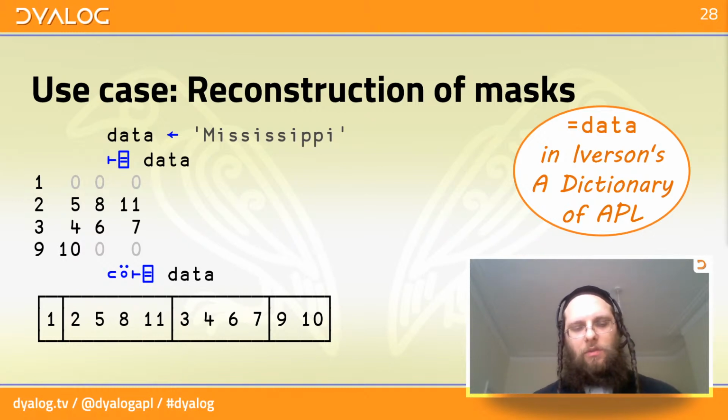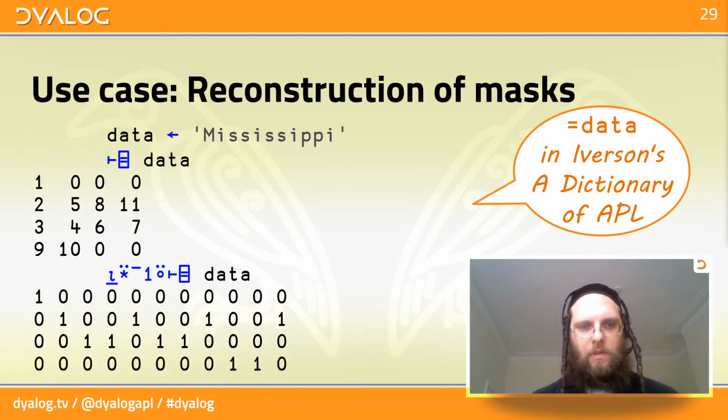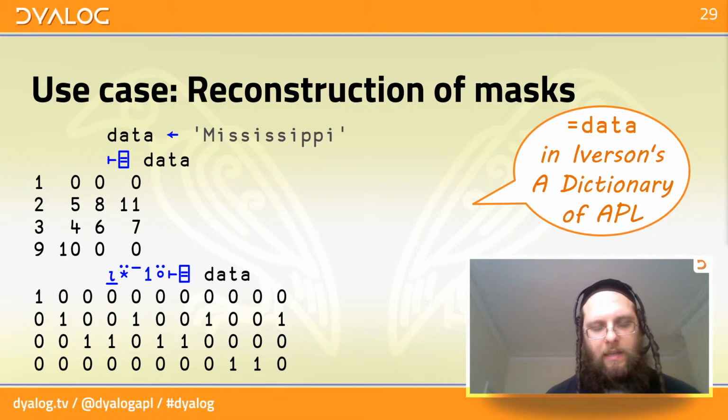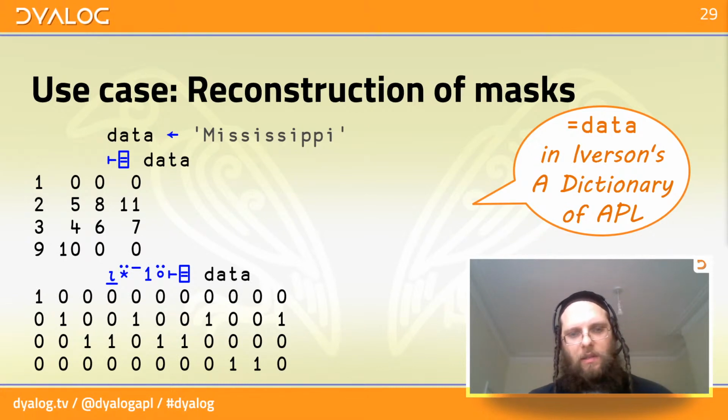So instead of enclosing these and returning them as they are, what we can do is apply the where inverse on each of these right arguments. And that gives us our table.